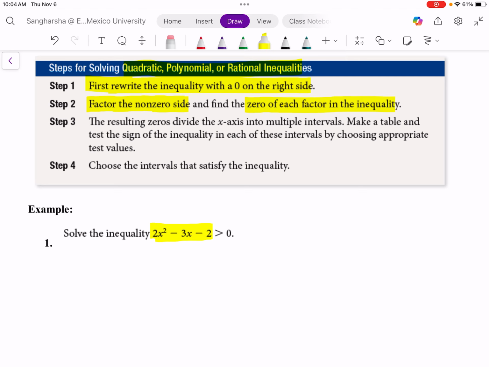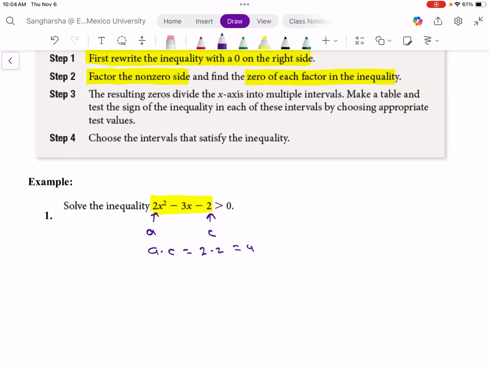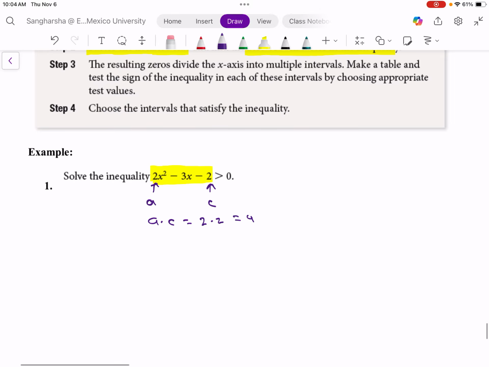We factor this non-zero side and find the zeros of each factor in the inequality. Here we have this quadratic form. Let's go ahead and factorize it, and once we factorize, we find the zero of each factor. Which method do we use here? We use the AC method. This is our A, this is our C. A times C is 2 times 2, that is 4. Then we write down every pair of factors of 4. So we have 1, 4 and 2, 2.